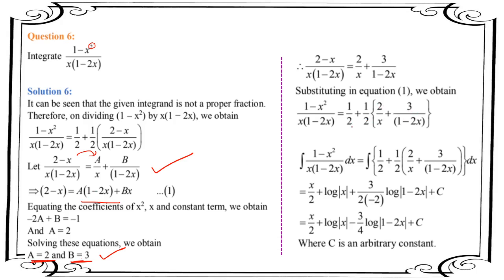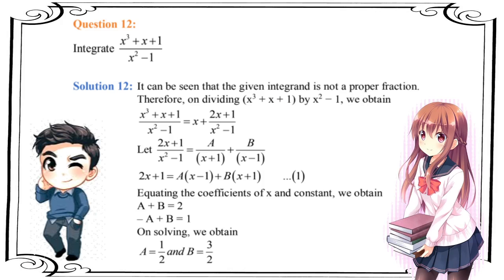We obtain this thing: 1 minus x square upon x into 1 minus 2x is equal to 1 by 2 plus 1 by 2, and this fraction, in this term we use partial fraction, so in place of this term only we will write down 2 by x plus b is 3, 3 upon this thing, right, and then we will integrate. This is very simple to integrate after that.